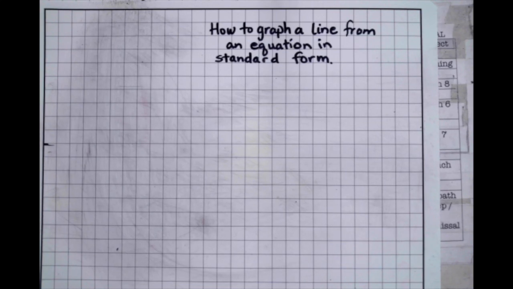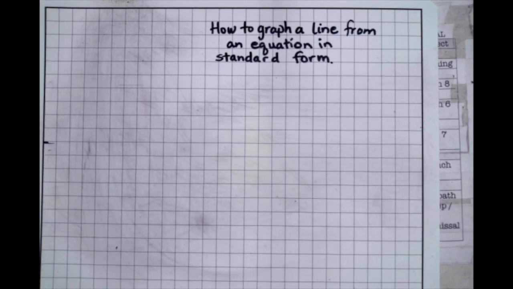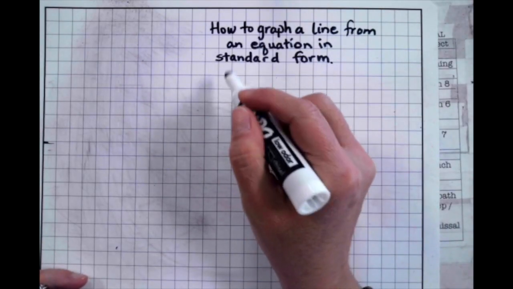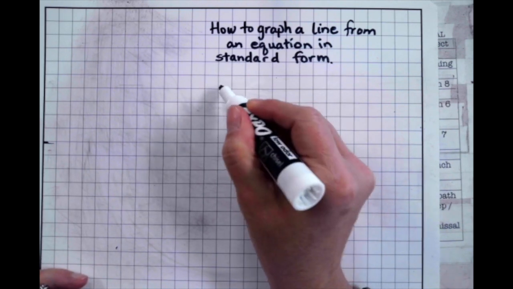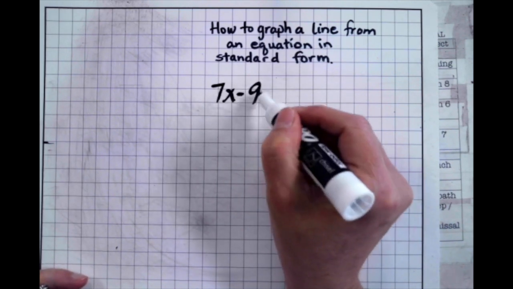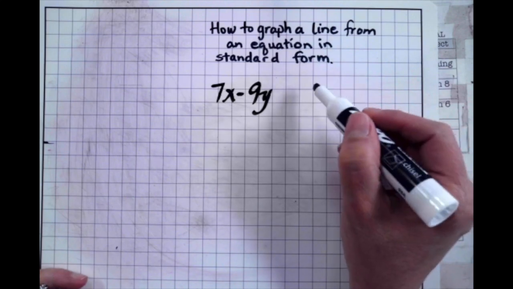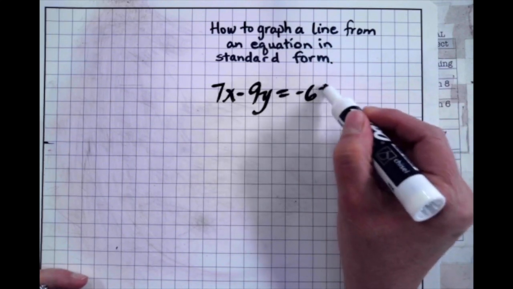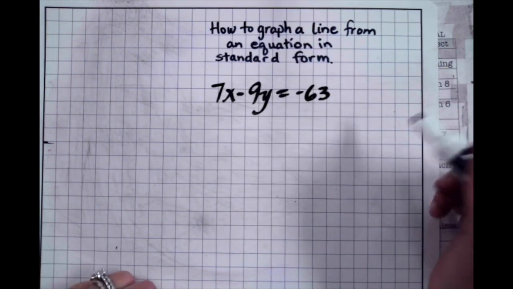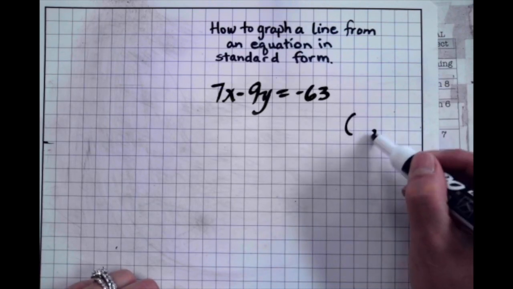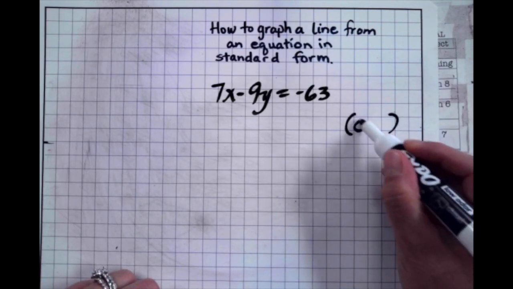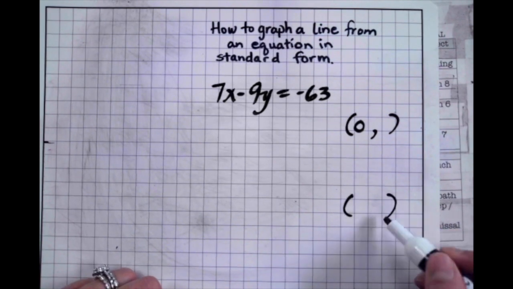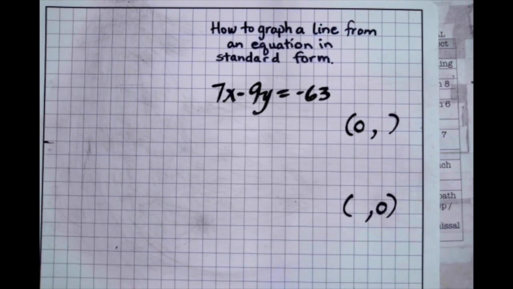Here I'm going to do another example, one last example of how to graph a line from an equation in standard form. So I'm going to give you my third example, 7x minus 9y equals negative 63. Now the first thing I'm going to do is I'm going to put my parentheses and put a 0 in the x spot, another parentheses, and put a 0 in the y spot. So that's the first thing I'm going to do.